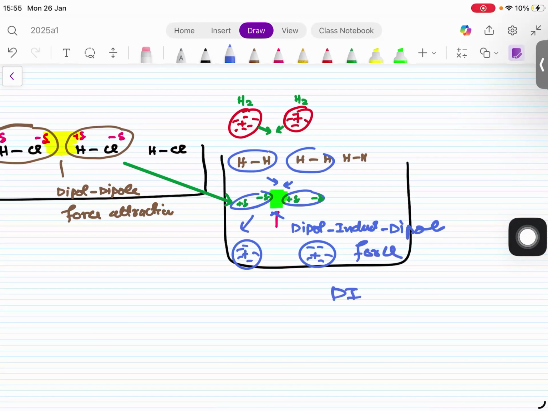You can call it DID. You can call it DD. This one was DD, dipole force, and this is DID. So what I'm trying to say, the forces are the same. So please mind this difference. These are not too different.